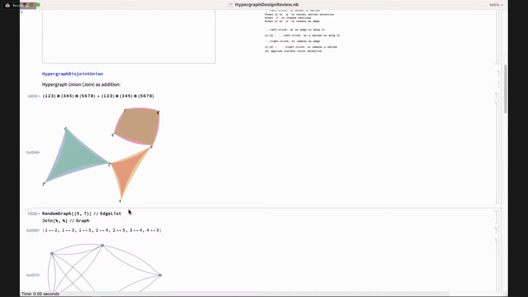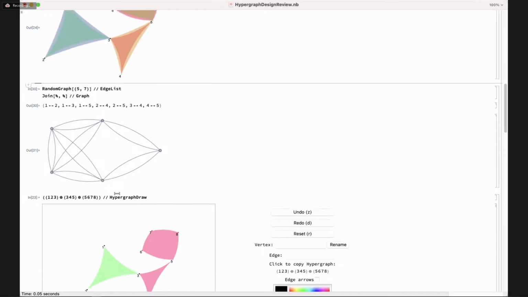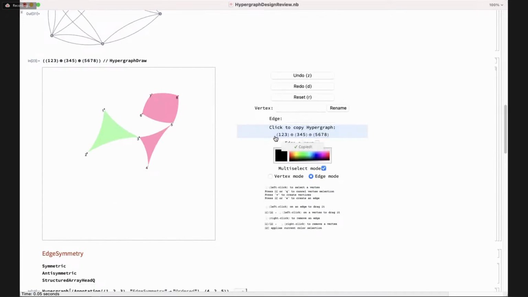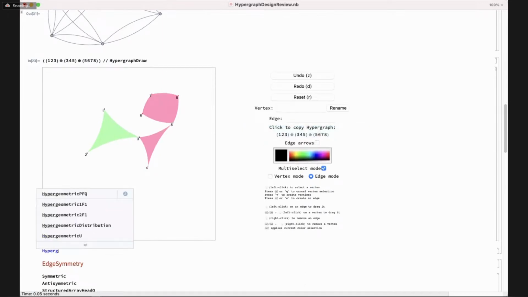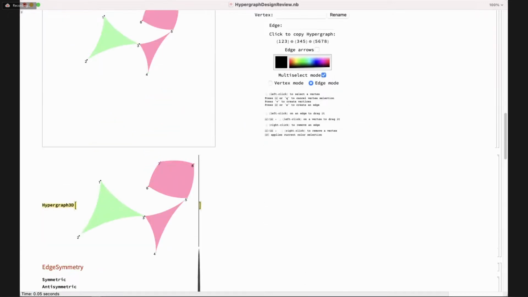Max had a whole way of doing hypergraph visualization, particularly in 3D. Max spent a long time doing that. I know you have 3D, but do you understand what Max did?